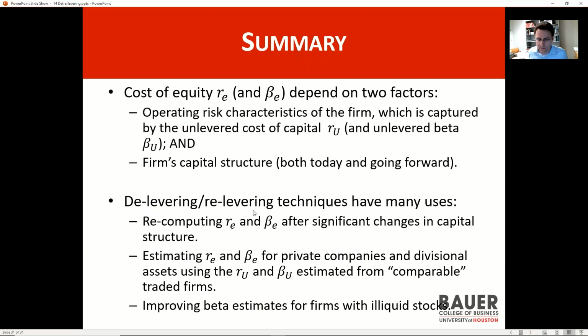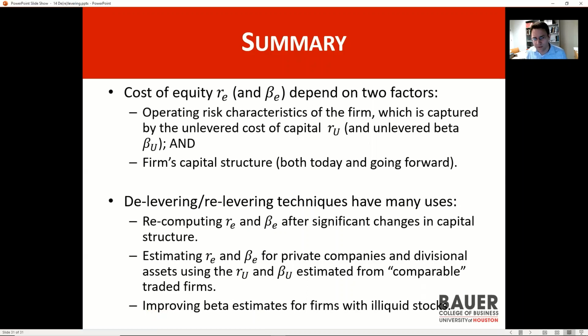We talked about a bunch of different contexts where this helps us. The first example we did had a company that changed their capital structure. So we can see how the discount rate on the equity changes when a company changes their capital structure. We can think about estimating discount rates for private companies. You don't have very much data here, but you can look at public firms that are doing the same kind of thing and learn about their assets to learn about your private company's assets. And finally, we talked about improving beta estimates.